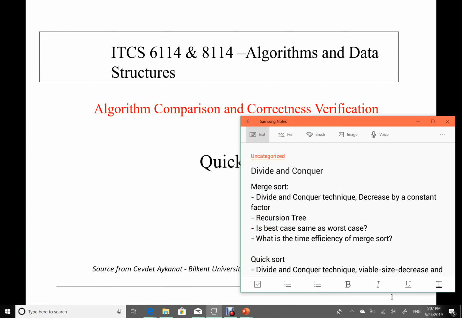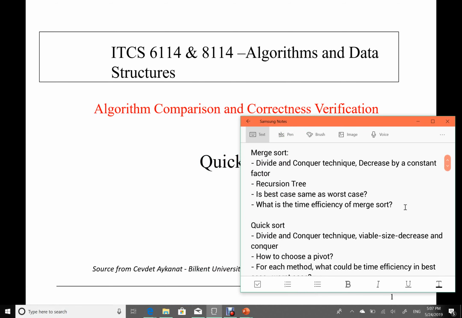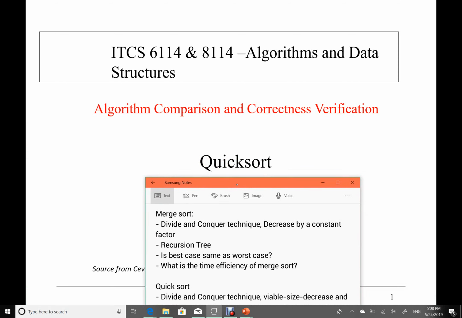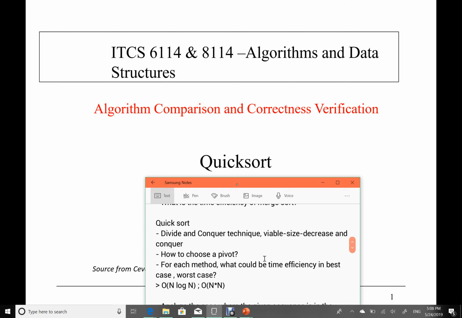In this video, we want to emphasize quicksort. It's another algorithm used to solve the sorting problem. Last time, we checked merge sort and discussed the divide and conquer technique, and we emphasized decrease by constant factor, decrease and conquer. We drew the recursion tree and checked the time efficiency. In this video, we want to check quicksort.